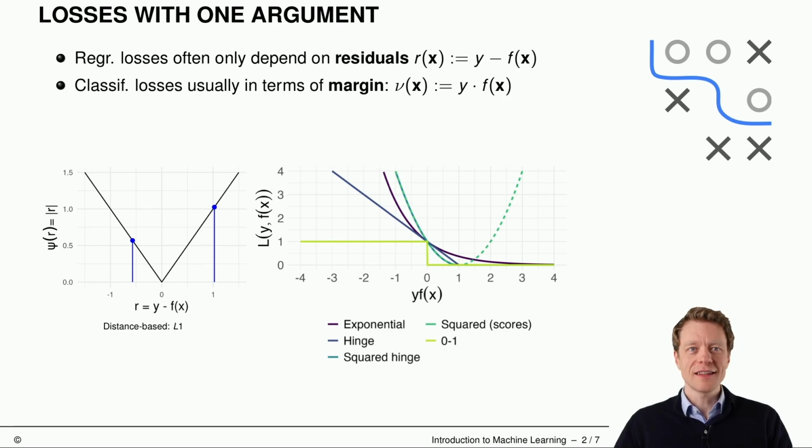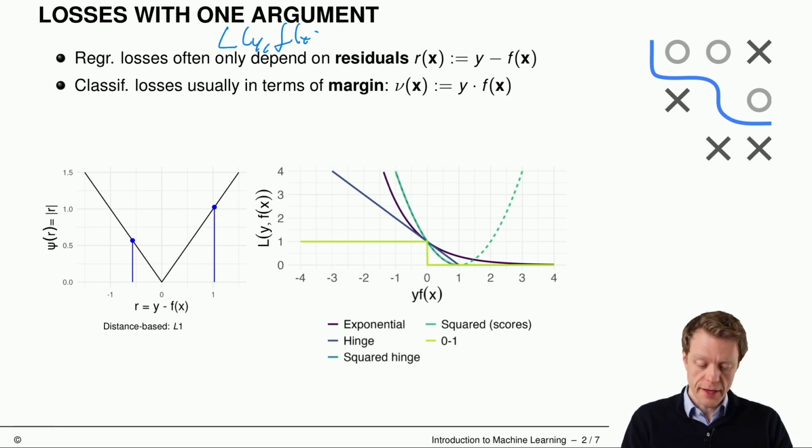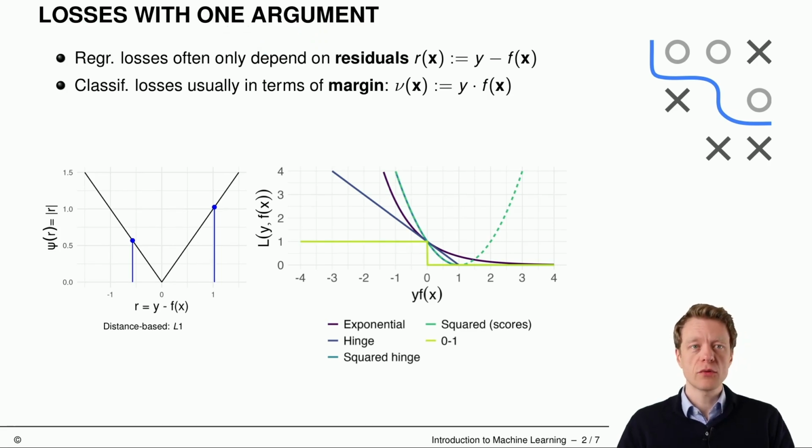Right now, I said losses are usually written down as loss of y and f of x. But we can also write down losses with one argument only. This works for several losses, and for the most interesting ones it definitely does. We differentiate between regression losses and classification losses. That makes life a little bit easier. Let's start with the regression losses.